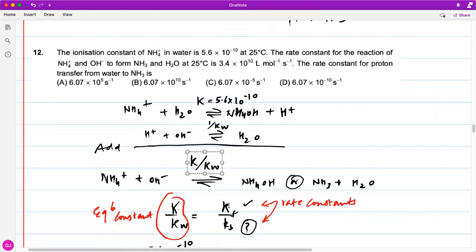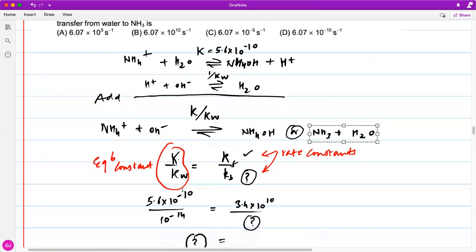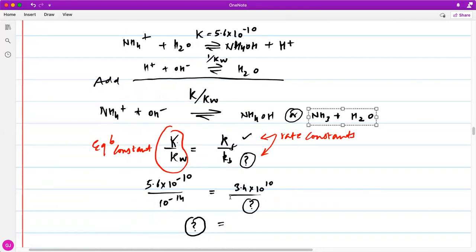From chemical kinetics, we understand that this equilibrium constant is equal to the rate constant of the forward direction upon the rate constant of the backward direction. These small k's represent rate constants. So K forward, NH4 plus plus OH minus giving NH4OH, is given to you. The backward is being asked: what will be the rate constant for proton transfer from H2O to ammonia, this reaction going in the backward direction. Using the knowledge that the equilibrium constant is K forward upon K backward, we get the K backward value.